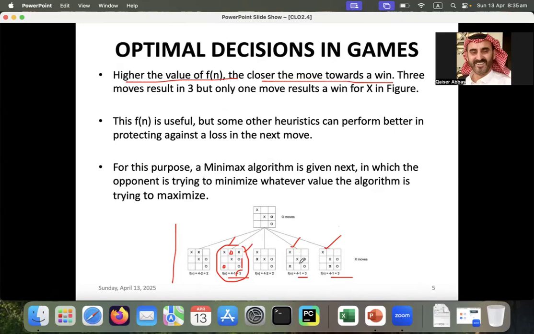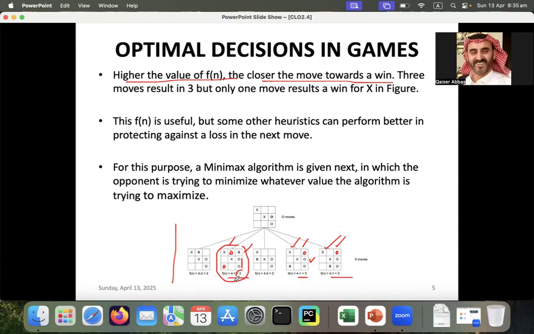And here, if it is the move of the O, it can simply mark O here, and O can win. Here, X does not have any chance. And here, simply O can mark O here, and it can simply win. So here, X does not have any chance to win the game.